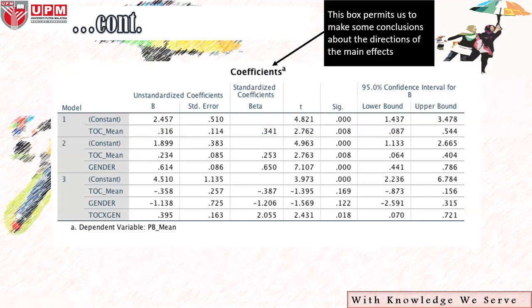Apa ni? The coefficient table. Based on the coefficient table, it will allow us to make some conclusions about the direction of the main effect. So remember tadi kita ada two types of main effect. The effect of the IV toward the DV, the first main effect; the effect of the moderator towards the DV, the second main effect; and the interaction effect.